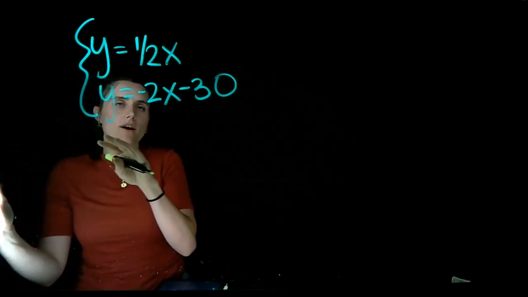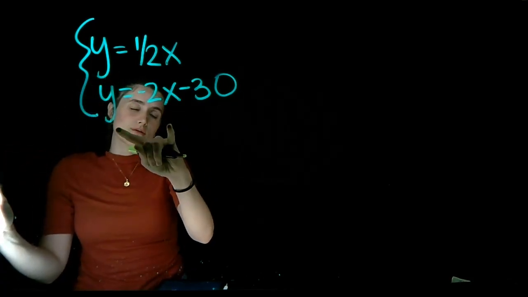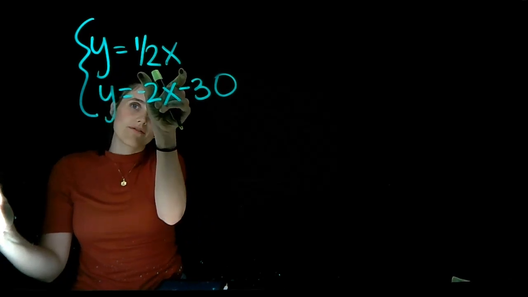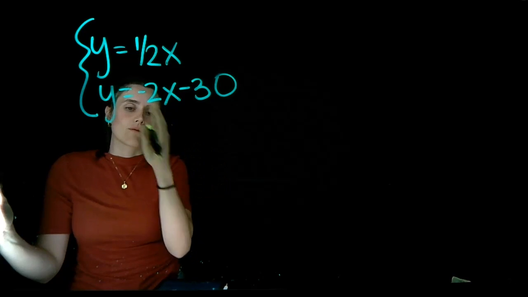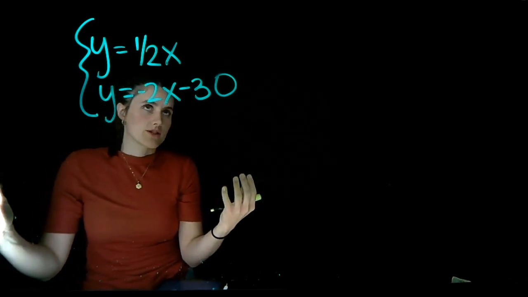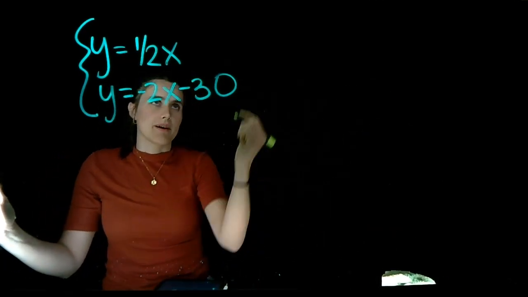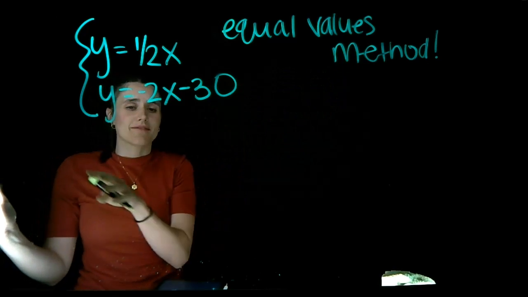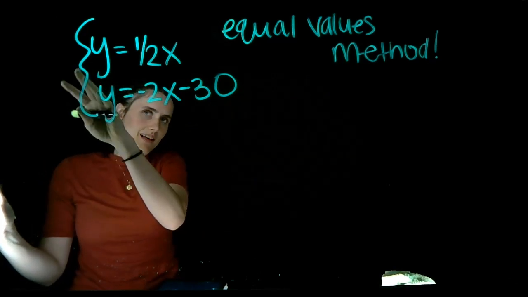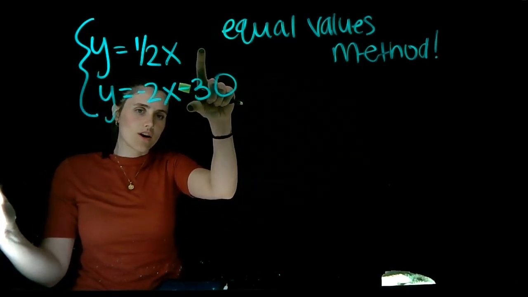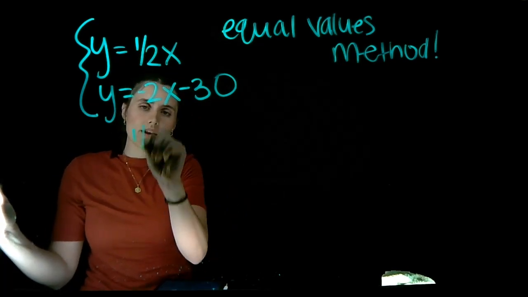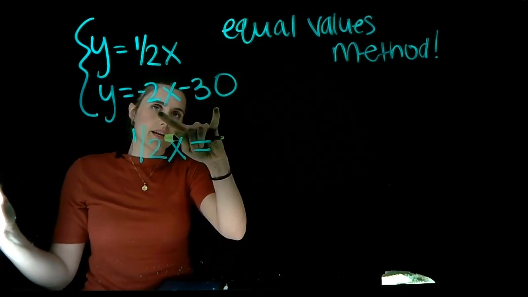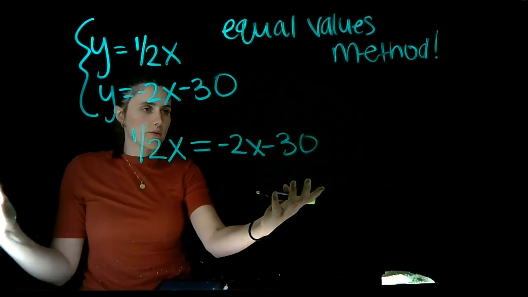So if we know that both of these equations are equal to y, we have y equals 1/2 x and y equals negative 2x minus 30, that tells us that if they're both equal to y, they're both equal to each other. And this is called the equal values method. The equal values method says if they're both equal to the same thing, that means that they are equal to each other. So instead of having two separate equations, I can write this as one equation. I can say 1/2 x equals negative 2x minus 30. And now I have an equation that I can solve.